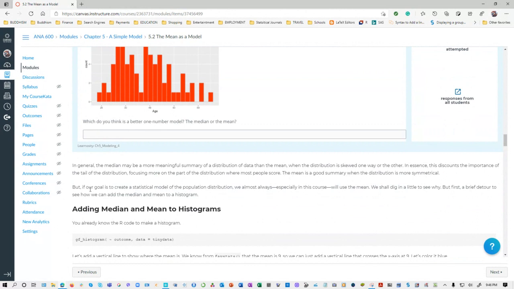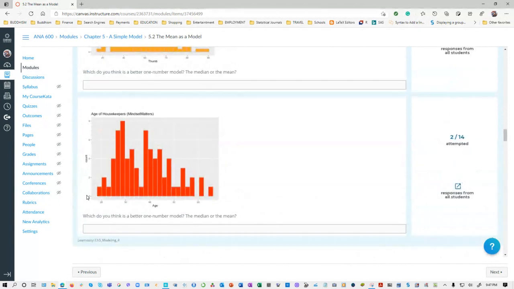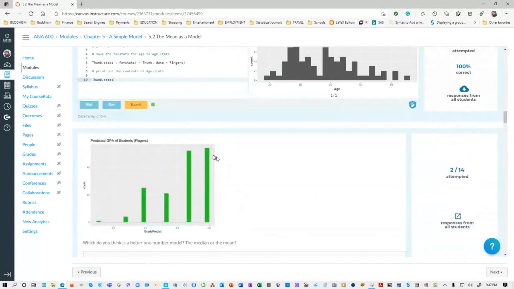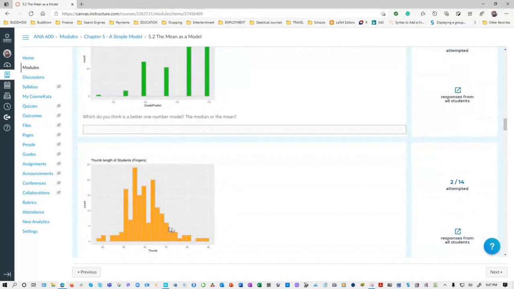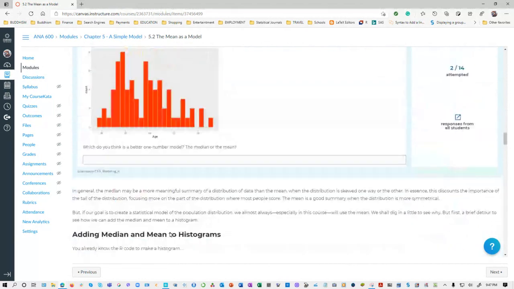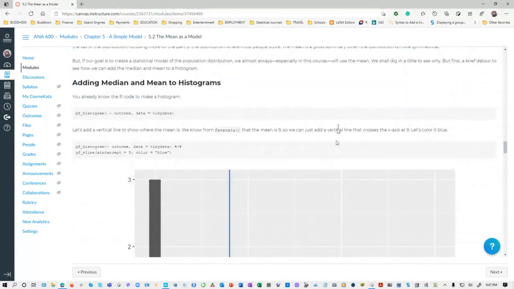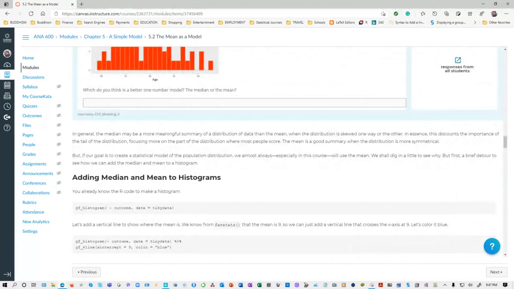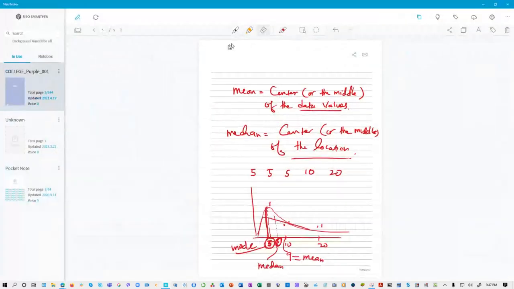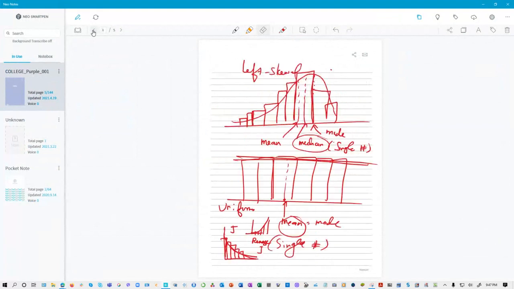We mentioned that one. But if our goal is to create a statistical model of population distribution, almost always, especially in this course, we'll use the mean. This is the key. We use the mean even if your data is right skewed or left skewed or uniform or bimodal or any shape. We're going to consider them as symmetric for mathematical tractability and easiness.